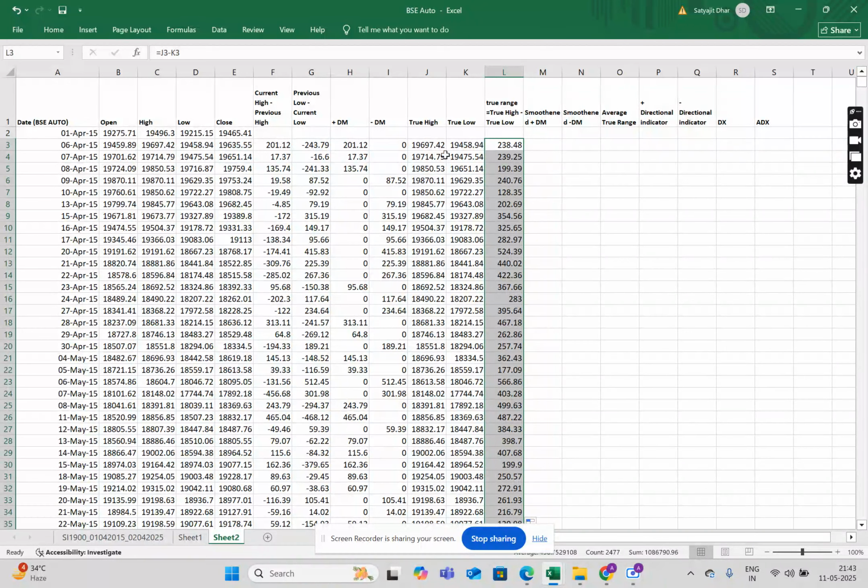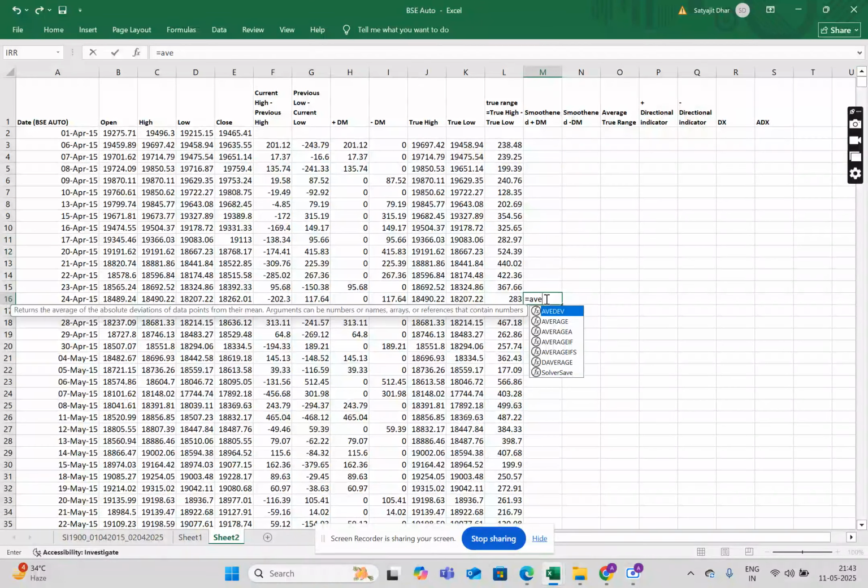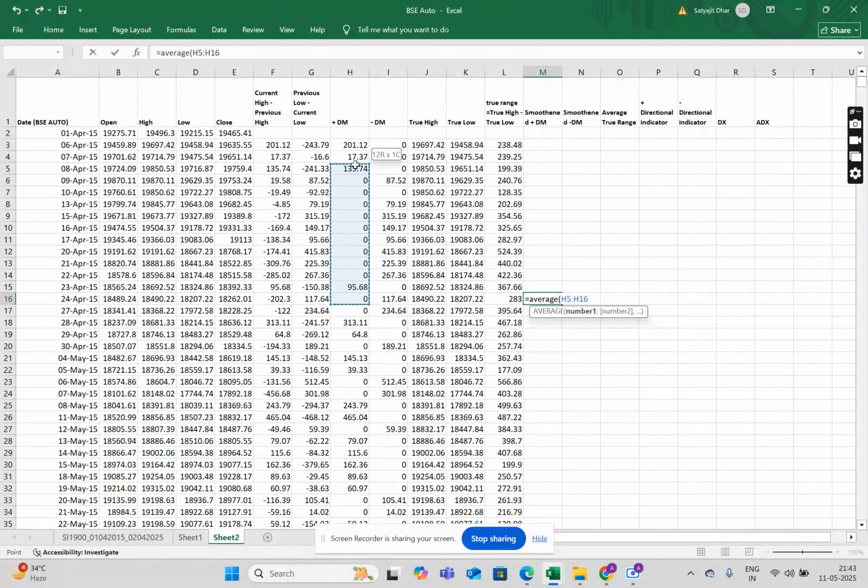Now smoothened positive DM is, we know what smoothing is because we have done moving averages. Smoothing basically means doing an average of the past few days. So we'll do the average of the last 14 days and we will include that day itself. So if we are to take 14 days, so here is 14 and this one, equals average of positive DM for the past 14 days.